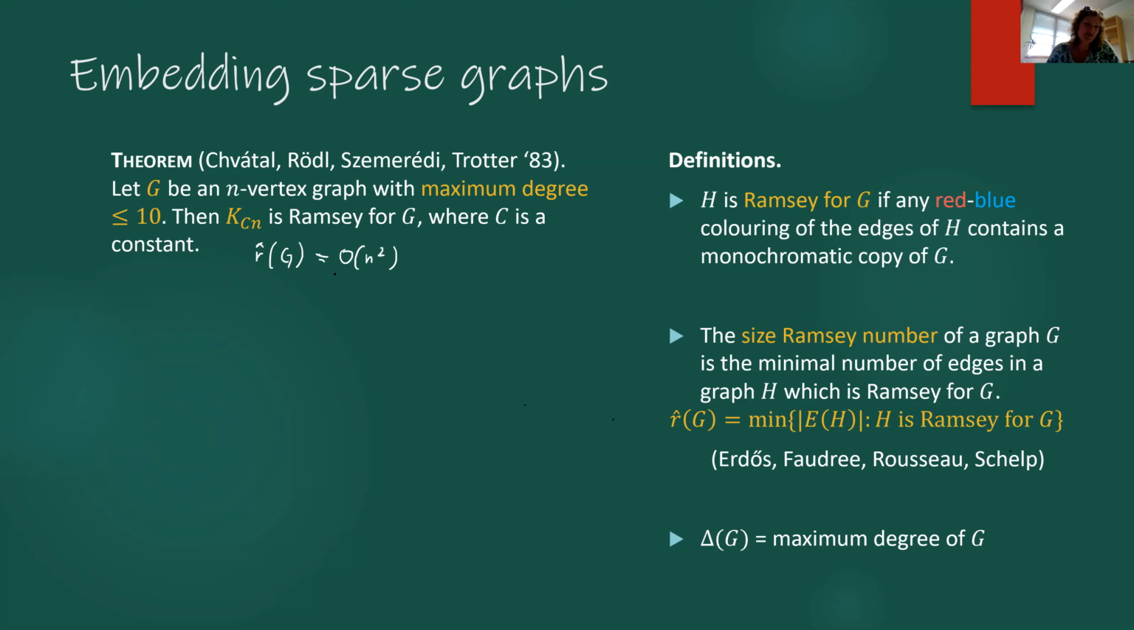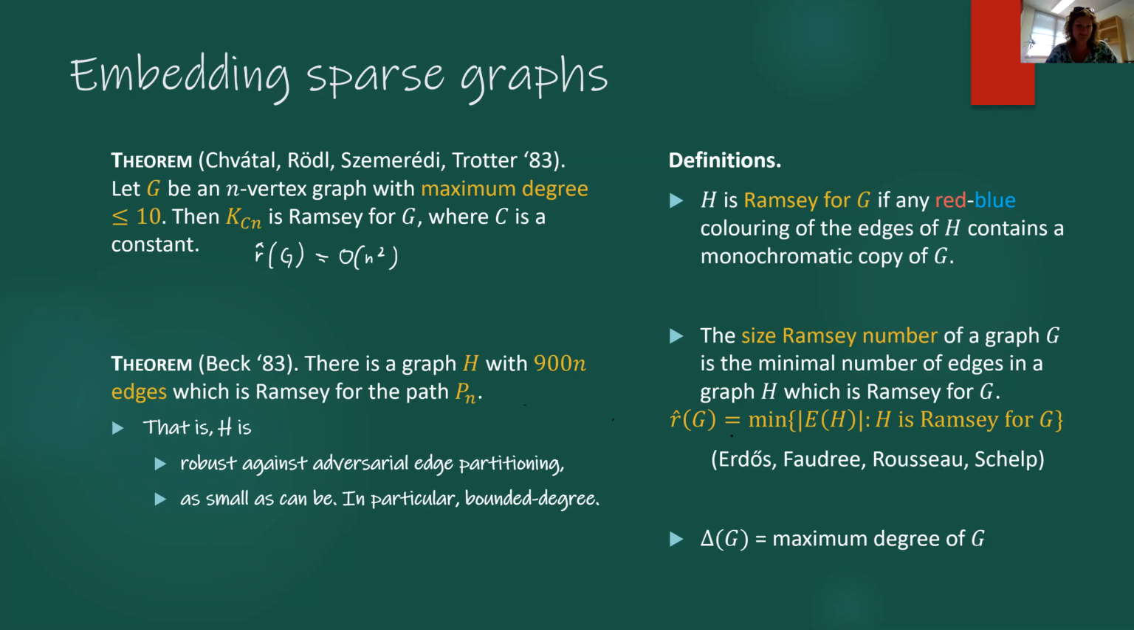And again, I might occasionally use this big O notation, which just means at most a constant times n squared in this case. And Erdos, Faudree, Rousseau, and Schelp asked for which graphs you can have this linear. So maybe for paths, this Ramsey number can be linear in n, and indeed this was shown by Beck. So Beck wanted to embed monochromatic paths, and he found a graph H with at most 900n edges, which is Ramsey for the path Pn.